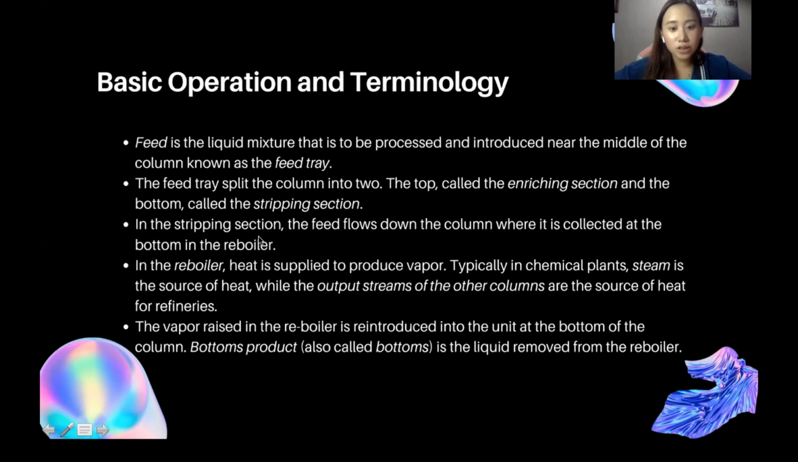In the stripping section, the feed flows down the column where it is collected at the bottom in the reboiler. In the reboiler, heat is supplied to produce vapor. Typically in chemical plants, steam is the source of heat, while the output streams of the other columns are the source of heat for refineries. So it depends on where the distillation column is used. And then, after the reboiler, the vapor raised in the reboiler is reintroduced into the unit at the bottom of the column. Bottom products, which may also be called bottoms by others, is the liquid removed from the reboiler.